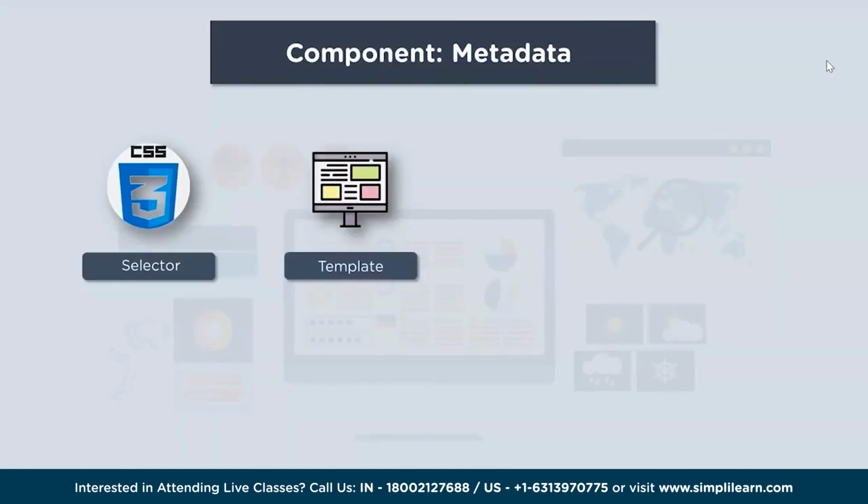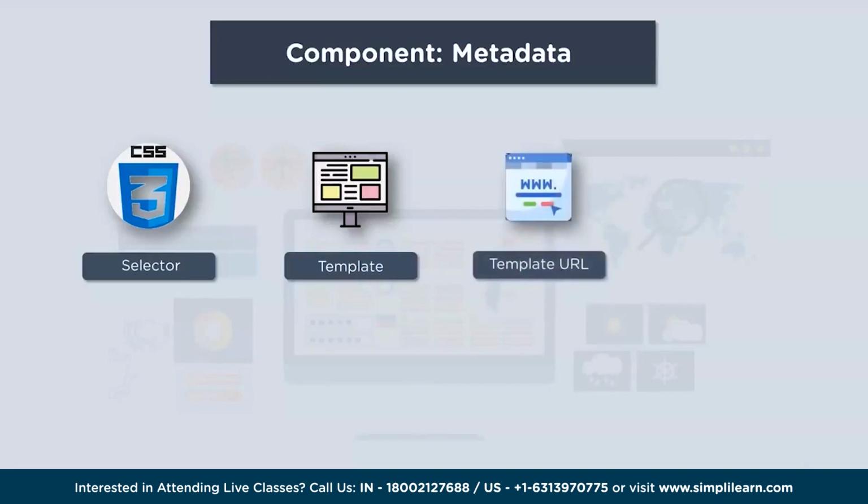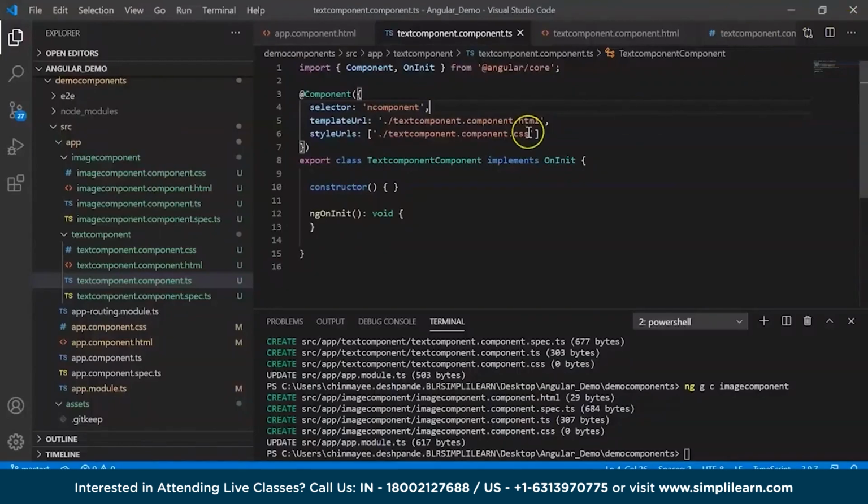Next up, we have the template. Now, a template is an inline defined template for the view. The template can be used to provide some particular markup. The markup could typically include some headings or paragraphs that are displayed on the UI. Next up, we have template URL. Now, it is the URL for the external file containing the template for the view. So here you can see, this is basically the external file that contains the template for the view.